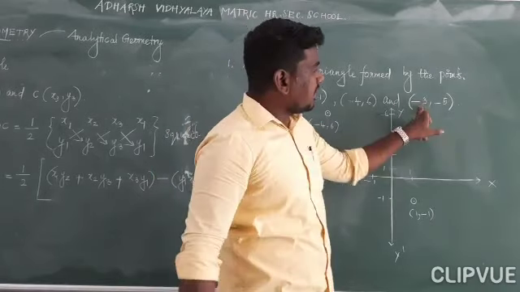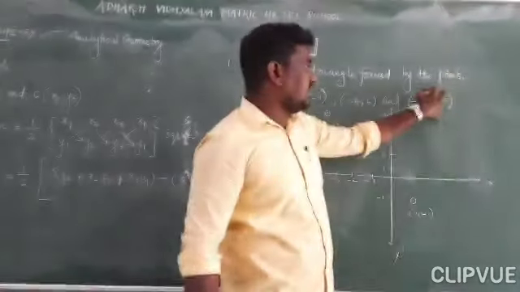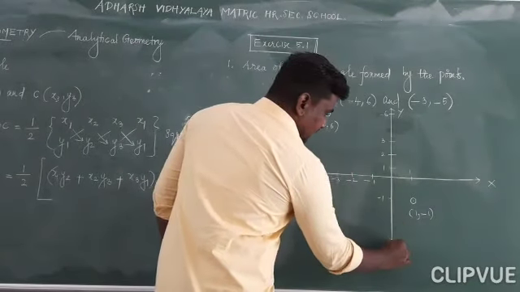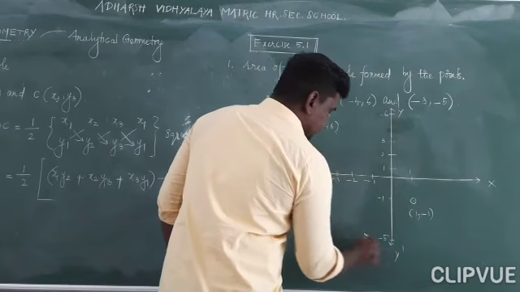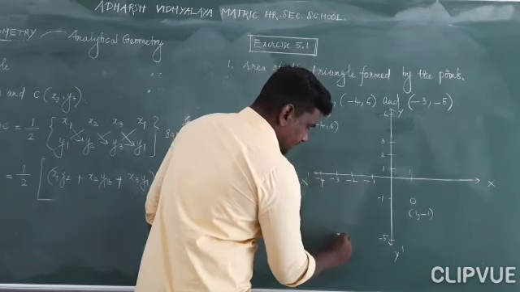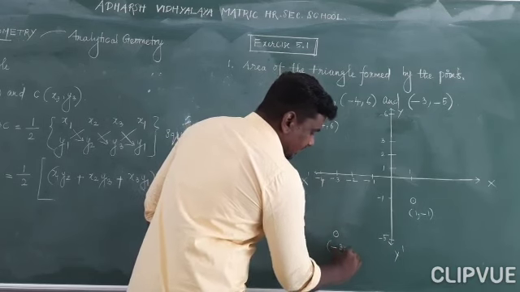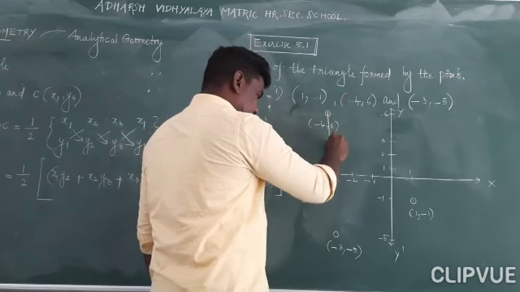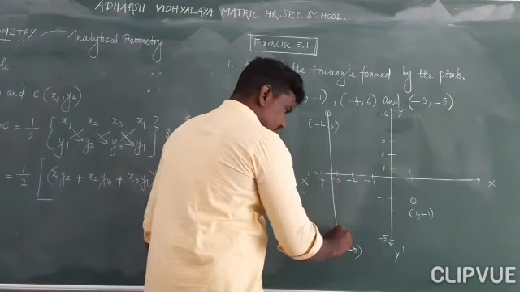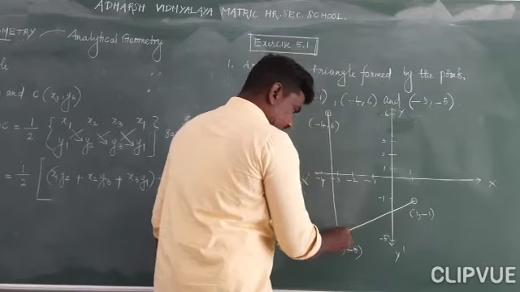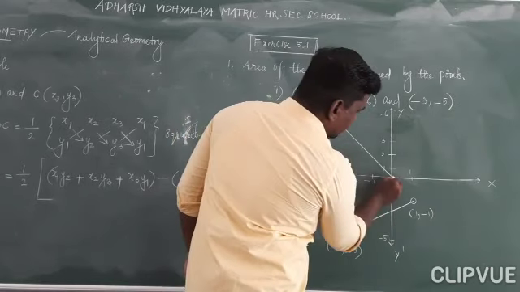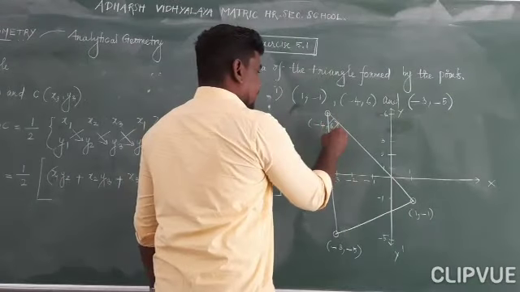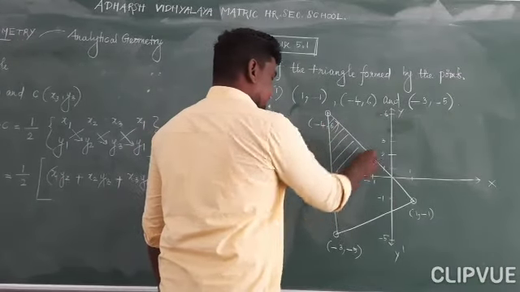And the third point, minus 3 comma minus 5, lies on the third quadrant. Both are negative. So minus 3, minus 5. Minus 5 is here, meaning minus 3, minus 5. This is the point of intersection, minus 3 comma minus 5. Okay. So join them properly. If you join the 3 points, you get a triangle. So now we are going to find the area of this triangle.